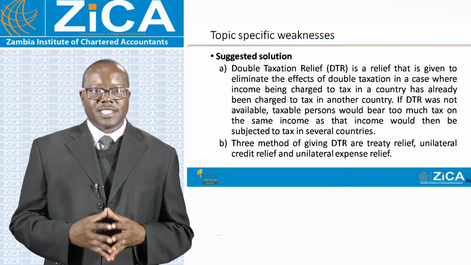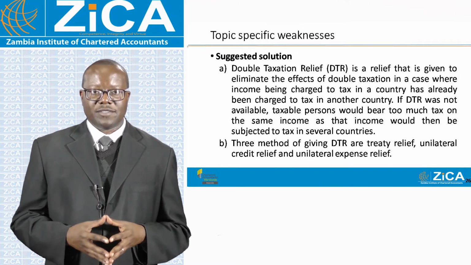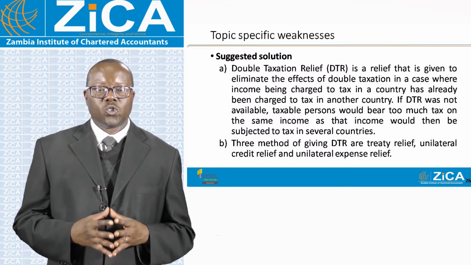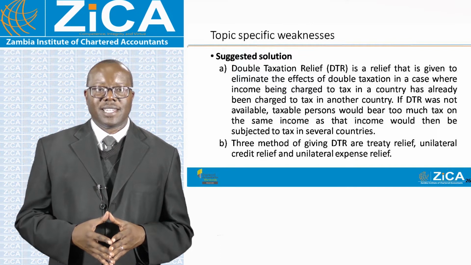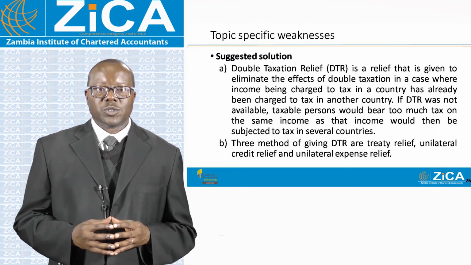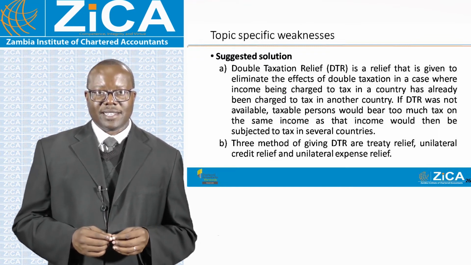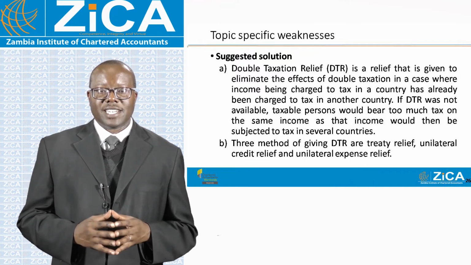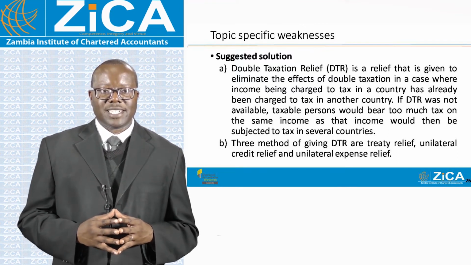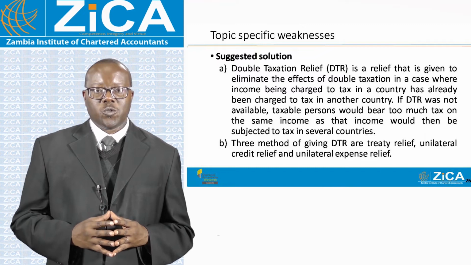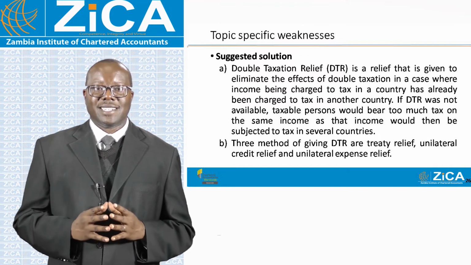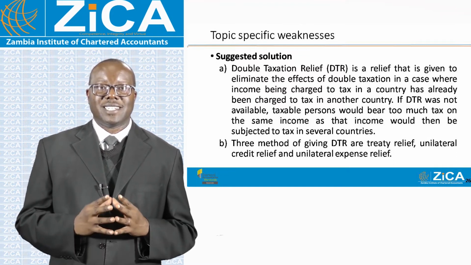The answer, which is the suggested solution: A, the definition. Double taxation relief is a relief that is given to eliminate the effects of double taxation in a case where income being charged to tax in a country has already been charged to tax in another country. If double taxation relief was not available, taxable persons would bear too much tax on the same income, as that income would then be subjected to tax in several countries. That is the meaning of double taxation relief.